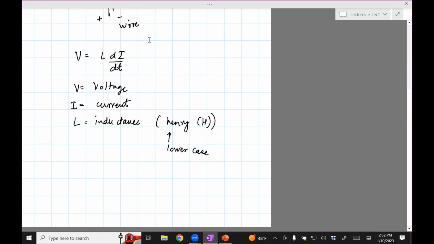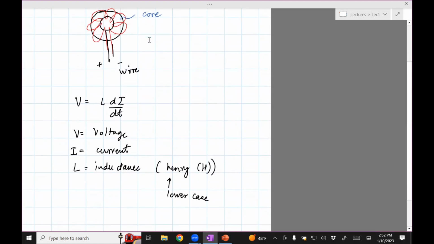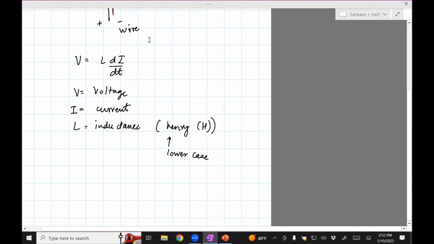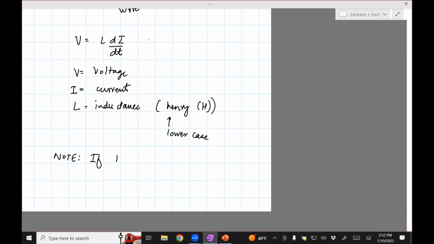Note that if the current is steady, meaning a steady state current is passing, then the voltage across the inductor is zero. It only stores energy when the current is varying, that is, I is not constant. So if I is steady, then di/dt is zero, which means that the voltage is zero, which means it cannot store charge. It only stores energy when the current is pulsating.